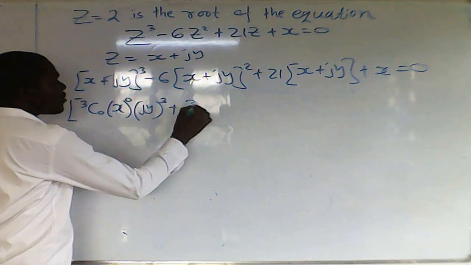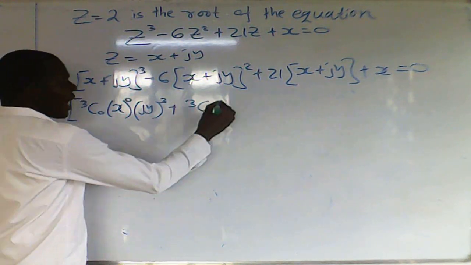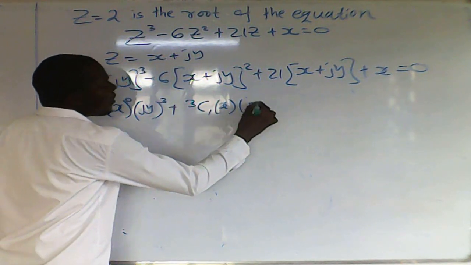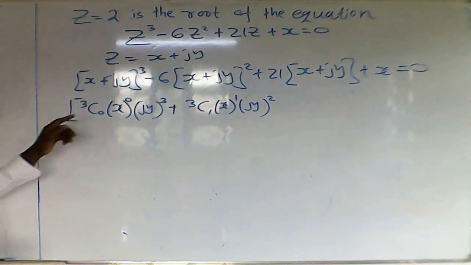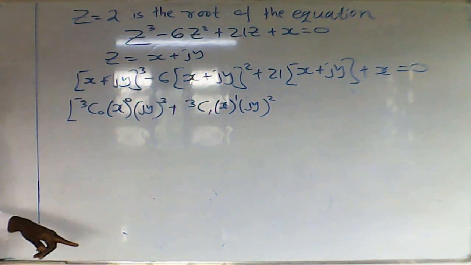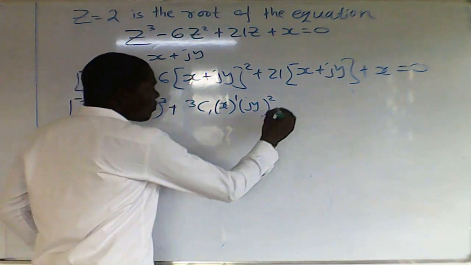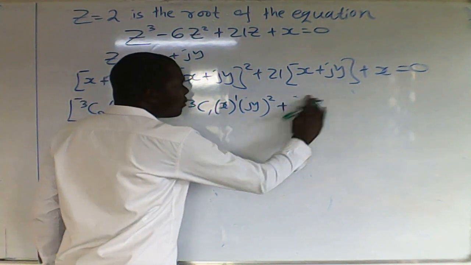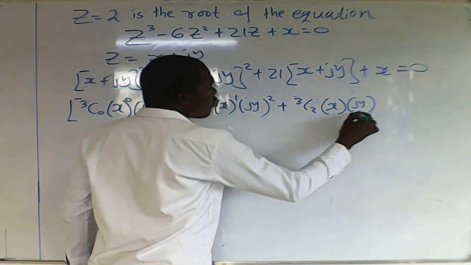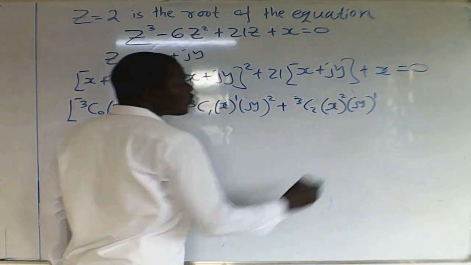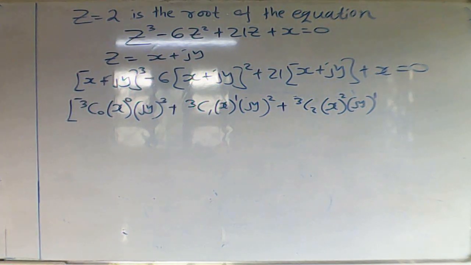Yes. Second term is 3 combination 1. Then we have x and jy. X is now raised to power 1, jy is raised to power 1, is increasing, 1 is decreasing, isn't it? Then the next term coefficient there is 3 combination 2, then x and jy. So you have x is raised to power 2, jy is raised to power 1.